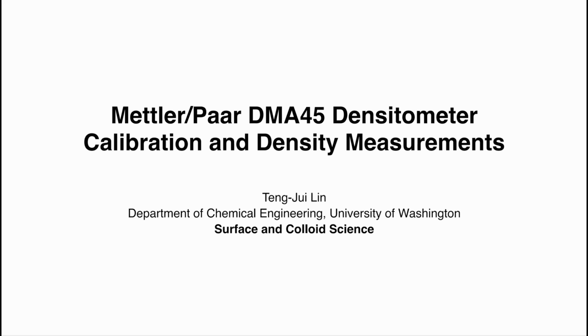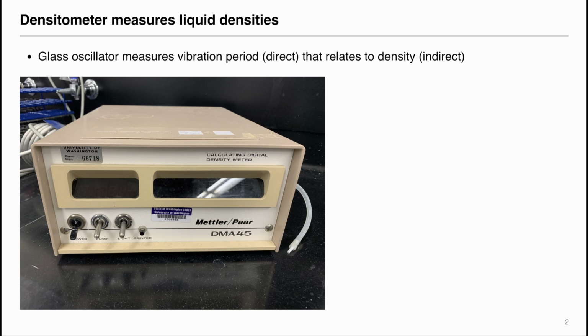In this video, I will go over how to calibrate the densitometer and make liquid density measurements. The densitometer that we have is a Metapar DMA45 densitometer that uses a glass oscillator to directly measure the vibrational period and uses a calibration constant to indirectly relate it to the density of the liquid.